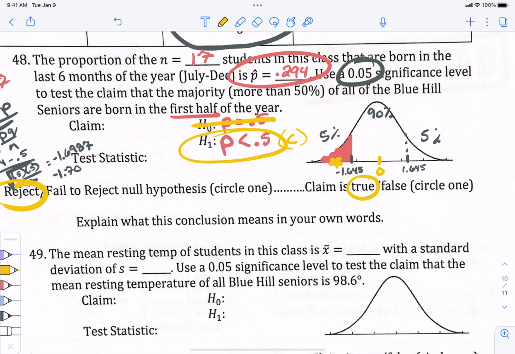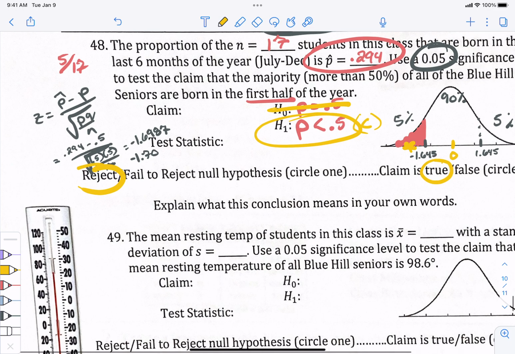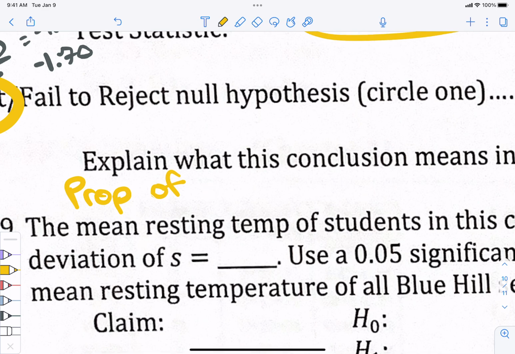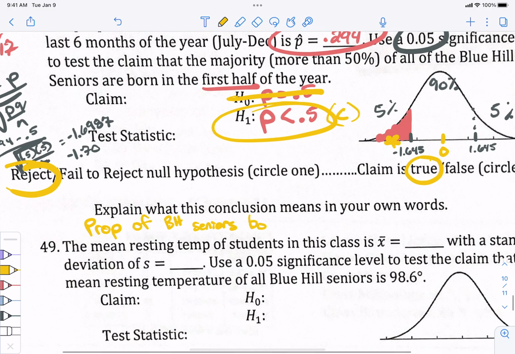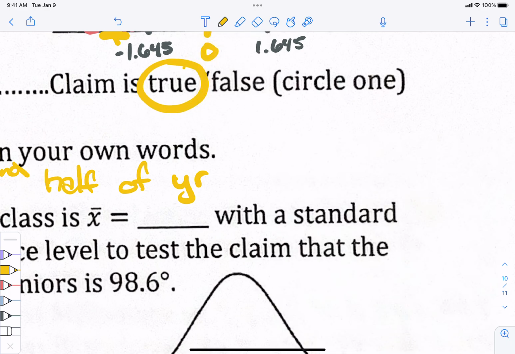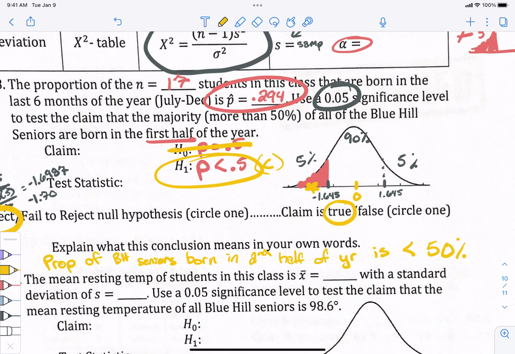Claim is true. Explain this conclusion in your own words. We said the proportion of BH seniors born in the second half of the year is less than 50%. That's what we just found right here. Less than 50%. Okay? Good?